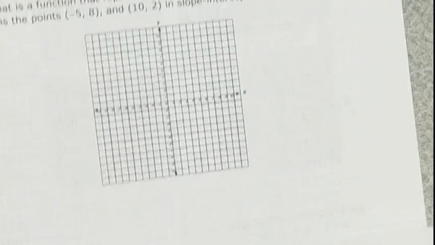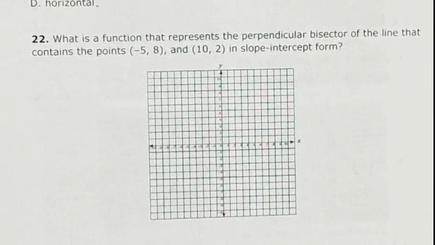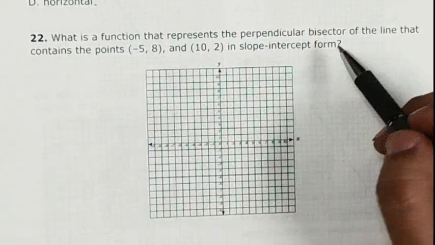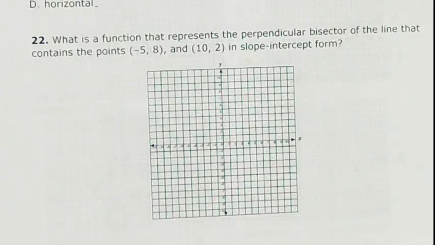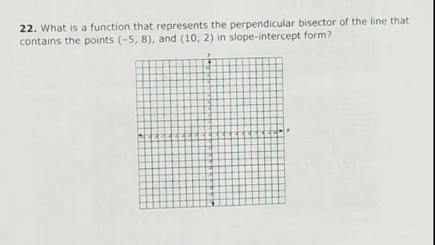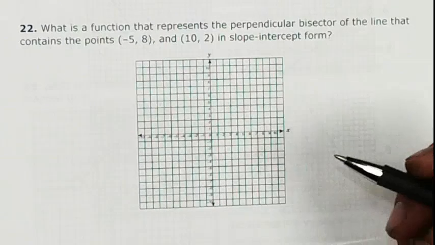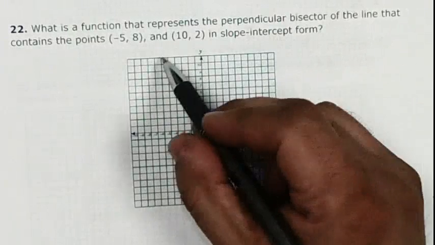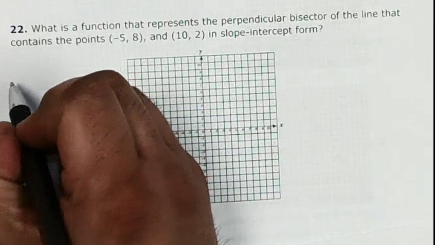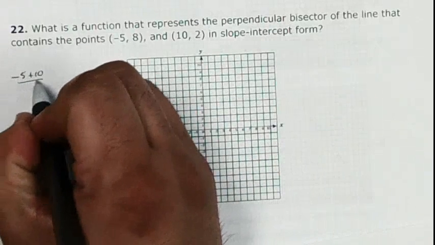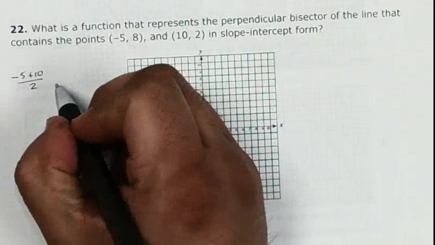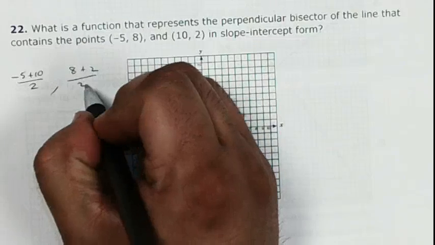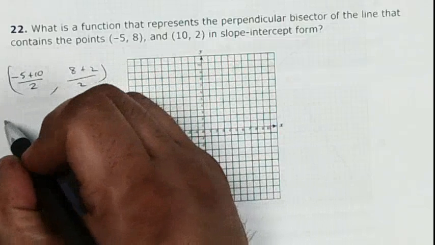All right, for 25, it says what function represents the perpendicular bisector of the line containing these points in slope-intercept form. To do this one, there's going to be lots of steps, so I'm going to try to break it down for you. The first thing that I need to find is the midpoint of these two. So I'm going to take my x's, negative 5 plus 10, divide by 2. For my y's, it's going to be 8 plus 2, divide by 2.